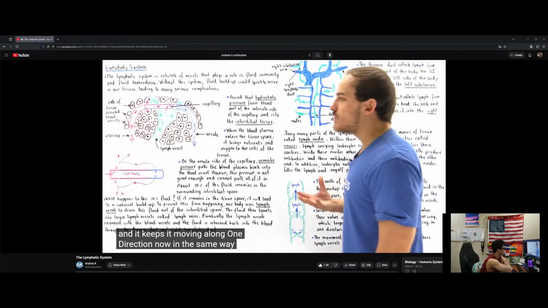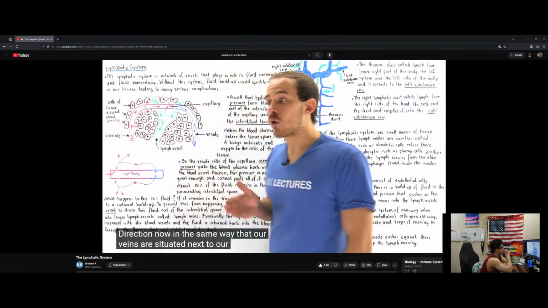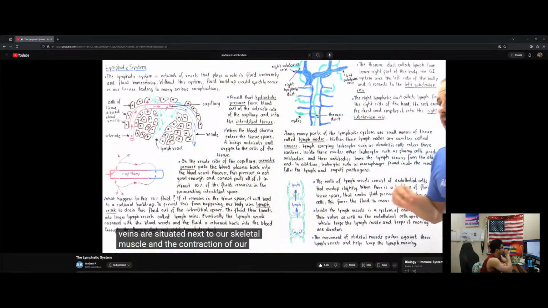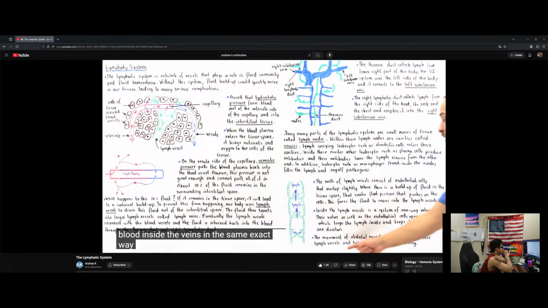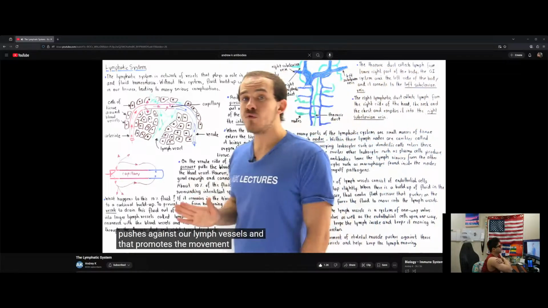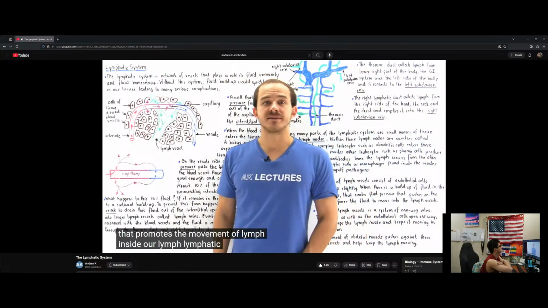Now, in the same way that our veins are situated next to our skeletal muscle, and the contraction of our skeletal muscle promotes the movement of blood inside the veins, in the same exact way, the contraction of skeletal muscle pushes against our lymph vessels, and that promotes the movement of lymph inside our lymphatic system.